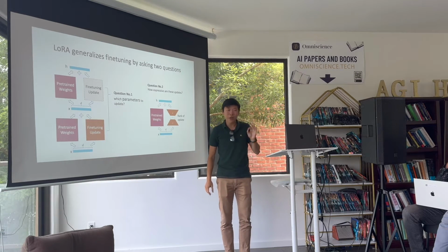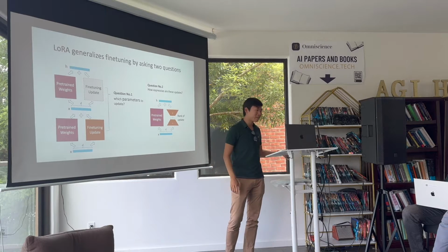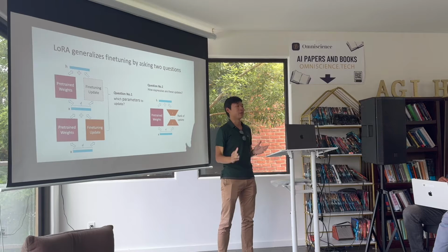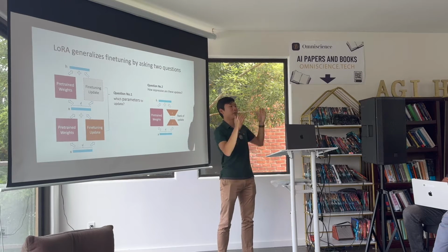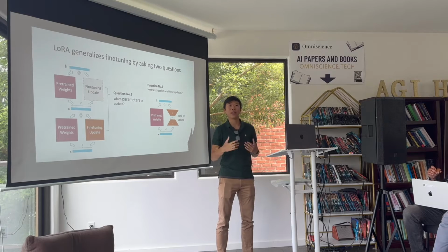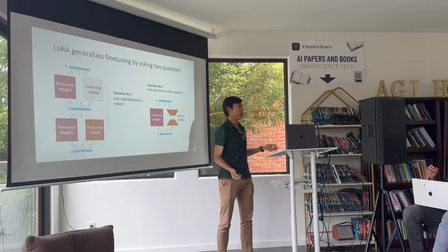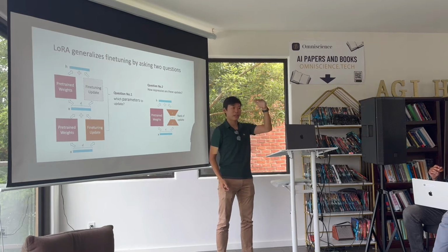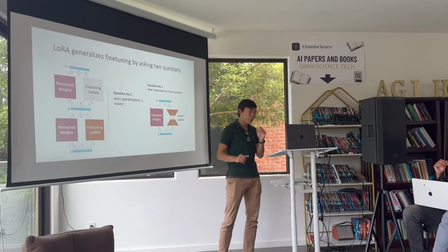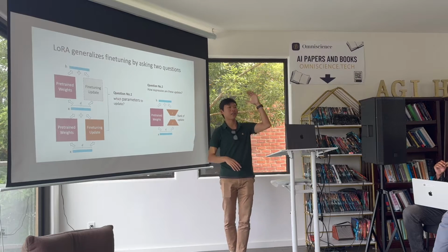Second is, how expensive do these updates need to be? All of these parameters for the most part are dense matrices. Do I actually need to update the whole dense matrix, or can I just update a simplified version of it? And there are many ways to simplify it, and low rank decomposition is one that strikes the balance of simplicity and expressivity.